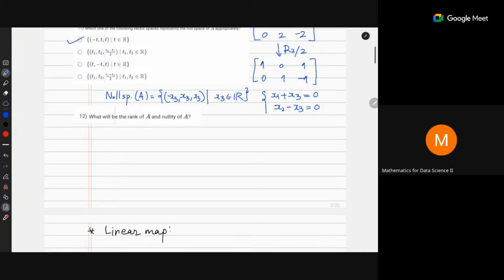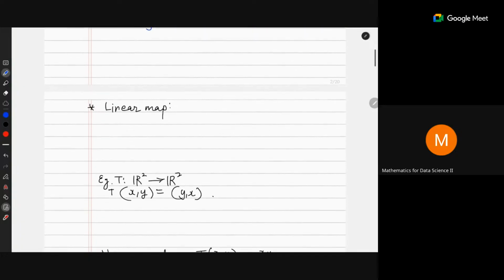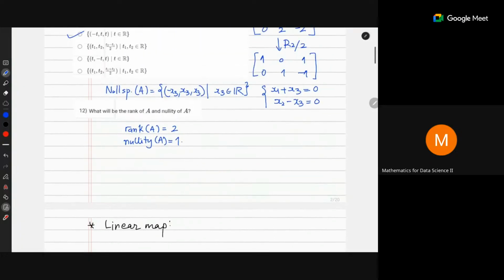And what is the nullity? Nullity is the dimension of the null space, or the number of independent variables. How many independent variables are there? There is only one. The dependent ones are 2. So the rank is 2 and the nullity is 1. I think it is clear now.